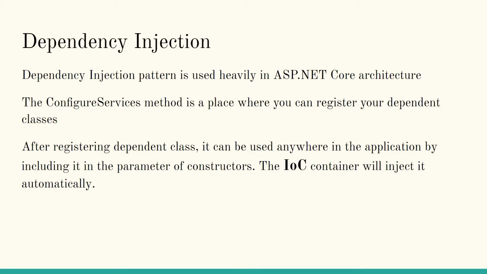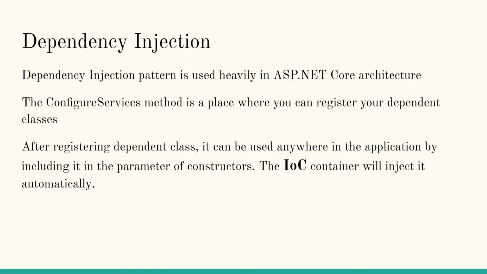Now, I'm just going to read you this real quickly. Dependency injection pattern is used heavily in ASP.NET Core architecture. The ConfigureServices method is a place where you can register your dependent classes. After registering dependent classes, they can be used anywhere in the application by including them in the parameters of constructors. It's not the only way, but that's common. The IOC container will inject it automatically.